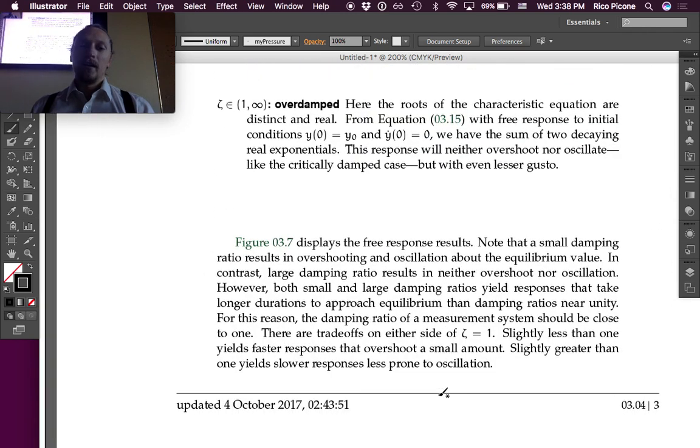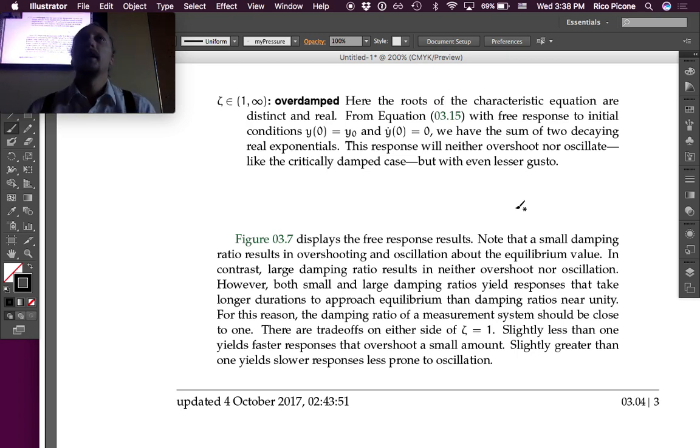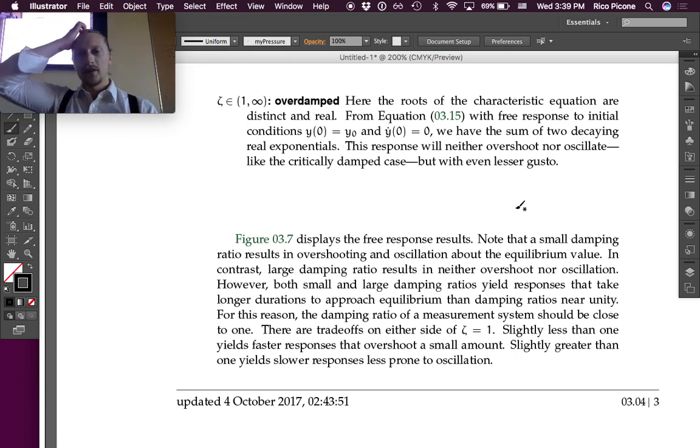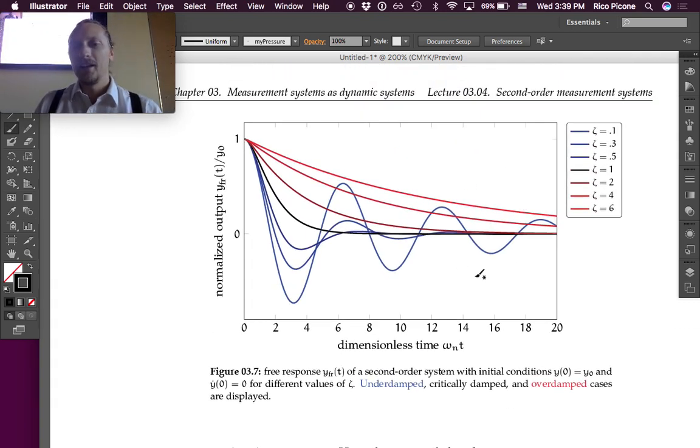Okay, great. So those are all possibilities for our system. And if it has 2 decaying exponentials, obviously it's not going to overshoot, right? They're decaying real exponentials. It's just like the critically damped case, and I actually thought this was fun, but with even lesser gusto. So there's that. Figure 3.7 displays the free response results.